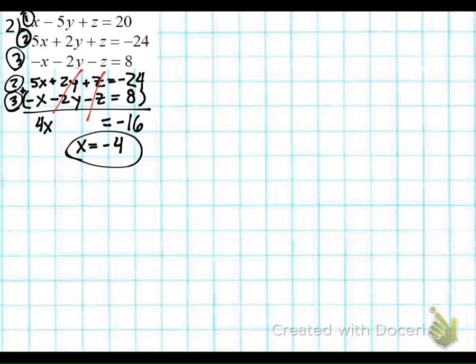And again, I already have one of my variables solved for, so I can plug that value in. If I plug that in for x in any of these equations, this part now becomes a number, and I just have equations in two variables. So I'm going to go ahead and do that with equation 1 and equation 2. So I'll rewrite those equations, just plugging in negative 4 for x in equation 1 and equation 2.